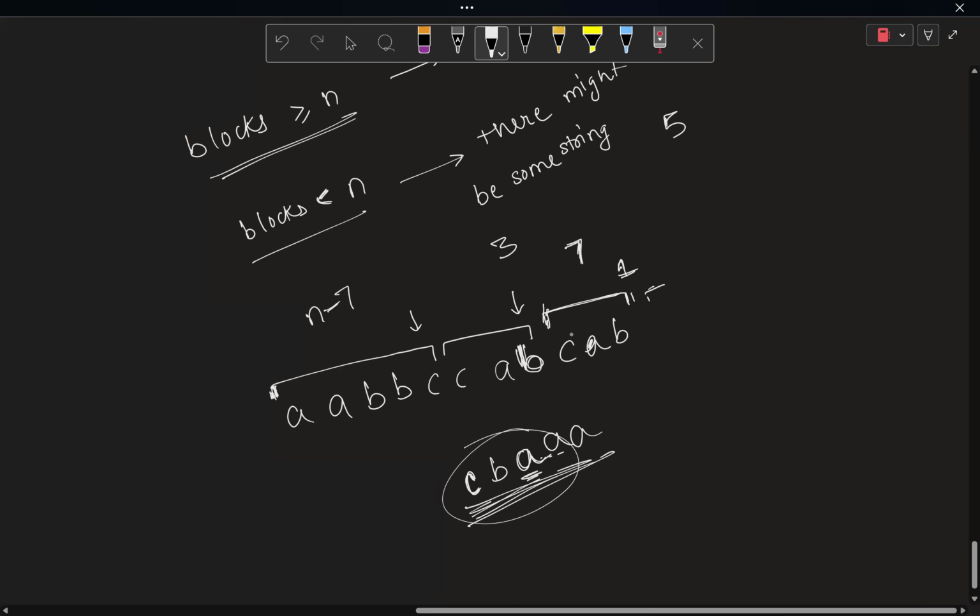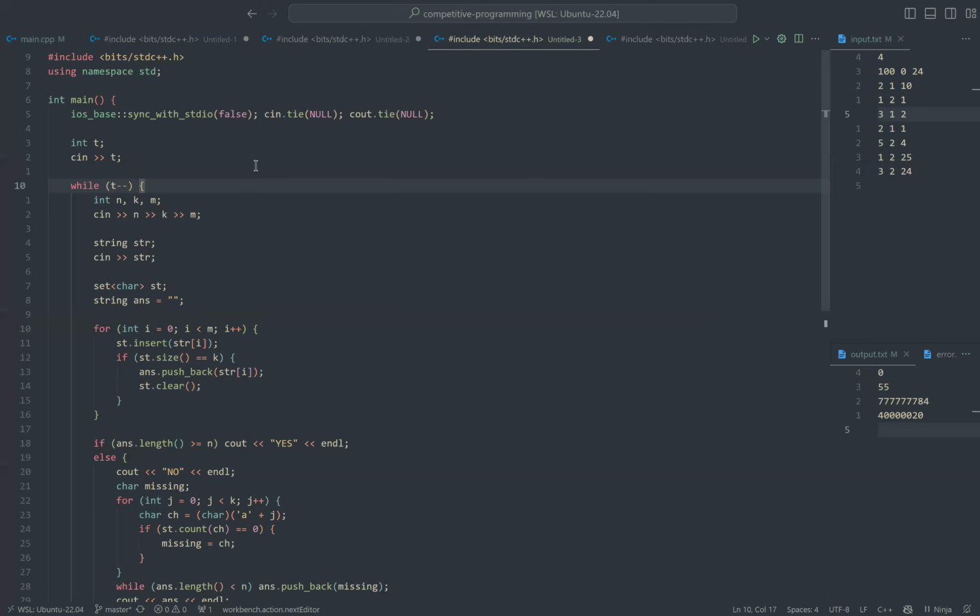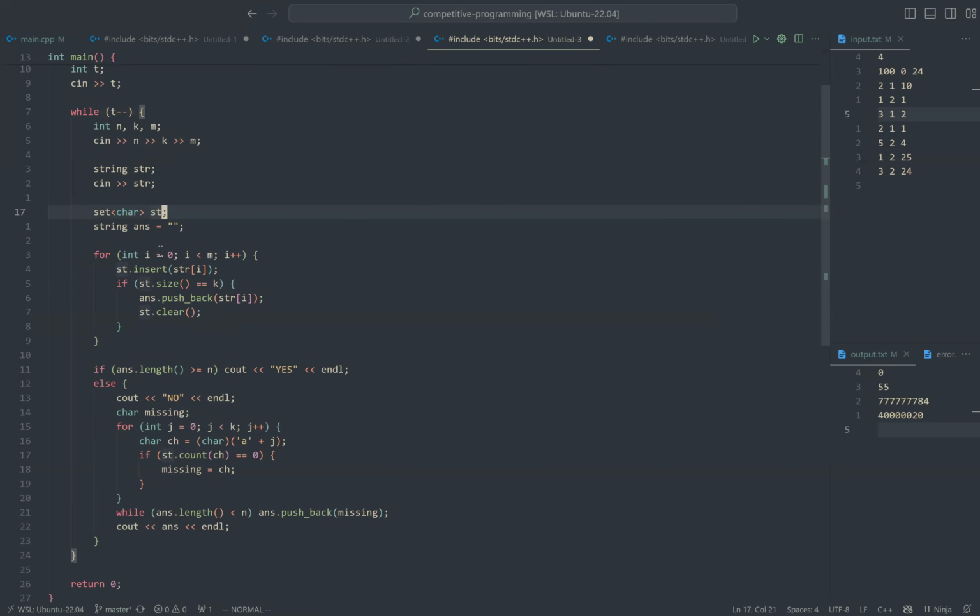Okay, so let's see the code. My code for this problem has been like this. For every test case, I'm first of all taking n, k, m and the string as input, where m is the length of the string. And I'm maintaining a set to know which characters have come up for the current block and which have not.